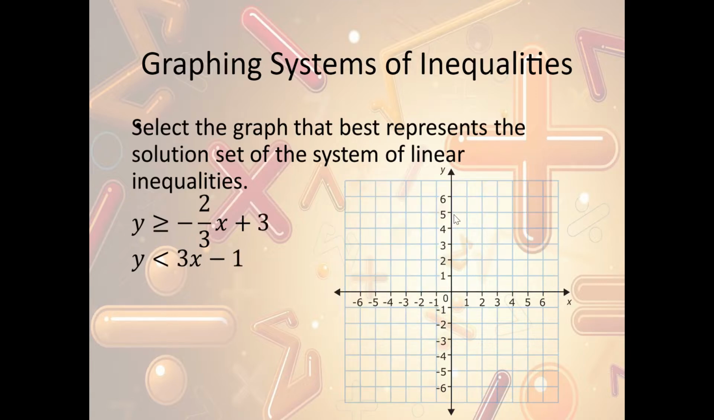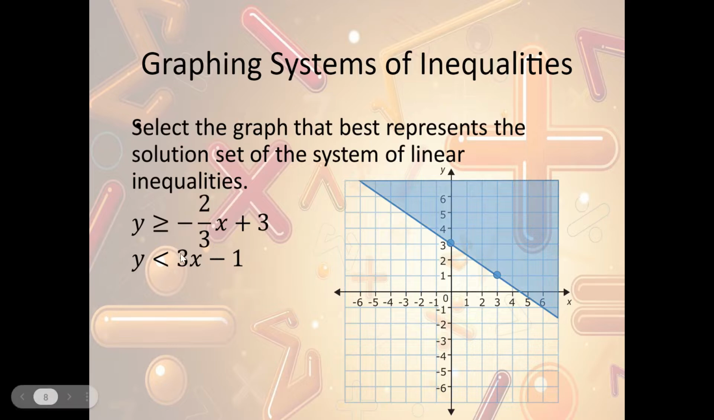Let's look at another example. We have y is greater than or equal to negative 2/3 x plus 3, and y is less than 3x minus 1. So we're going to plot the first one. So we'll plot our y-intercept at 3, so right there. And our slope is negative 2/3, so we'll go down 2 to the right 3. They added something extra, so we will too, and have a closed line. And it's a greater than symbol, so we're going to shade above. So there's our first one.